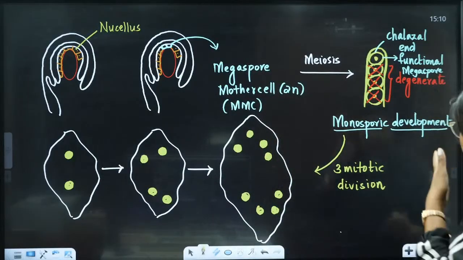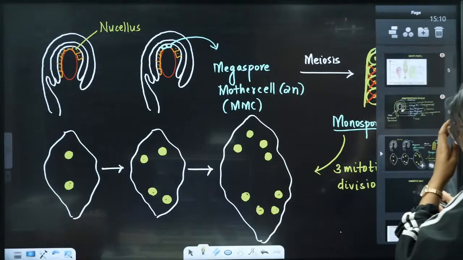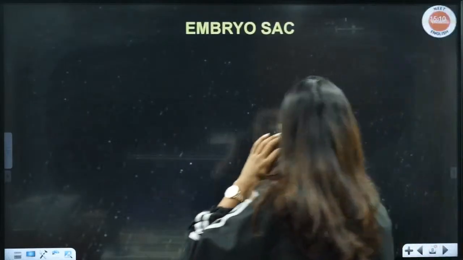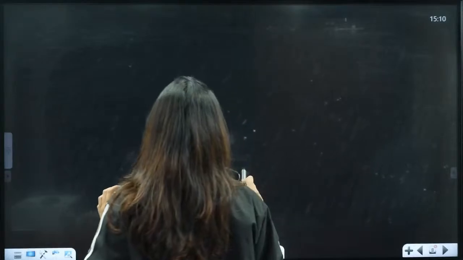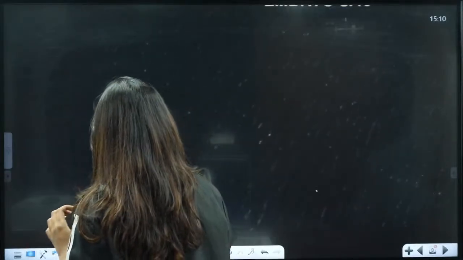Okay, so this is done. 3 mitotic divisions are done. Now students, we are going to draw the embryo sac. Illu ನಾನು ಇದು remove ಮಾಡ್ತೀನಿ so that I can copy paste easily.